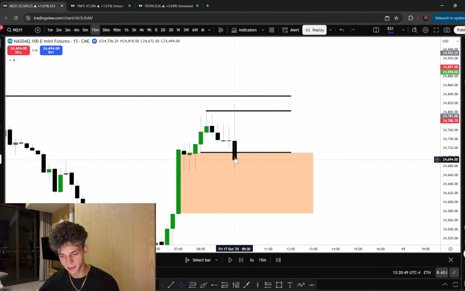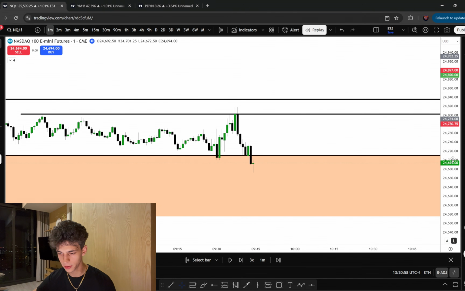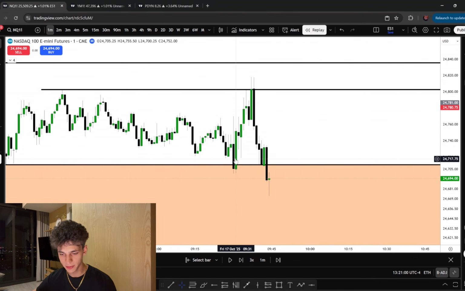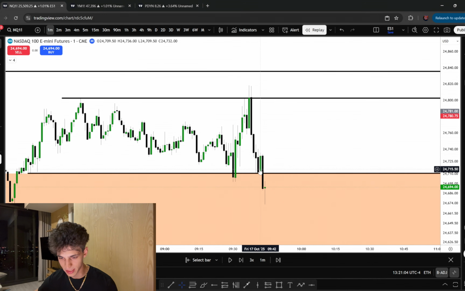Key level being tapped into over here. We actually tap into the highs, but we fail to tap into a key level, so you cannot go short there. We're gonna drop down to a 1-minute time frame here. What do you notice? We tap into that key level right there, all right? So the key level was actually hit with the 9:30 candle.